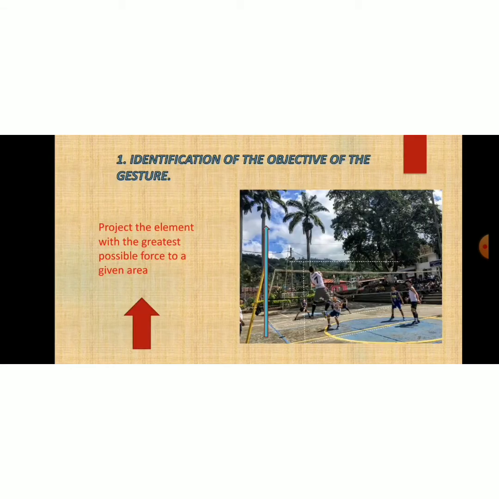First, in the identity of the sport gesture, we have to project the element in its greatest possible form, in an aerial area, that is, achieve a maximum height with force and transmit it to the element, in this case the ball.